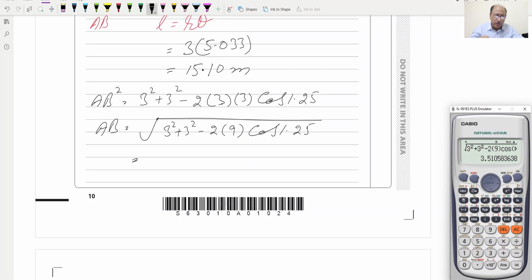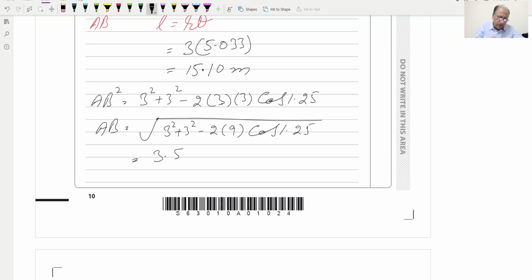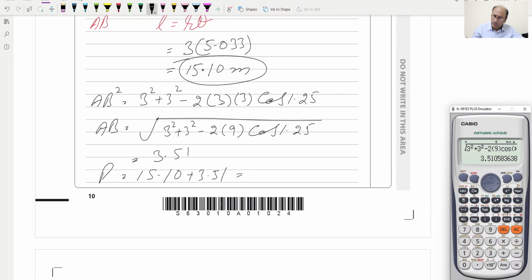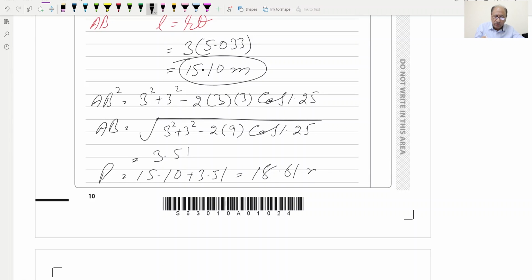This will be 3.51, and for the perimeter we will add 15.10. So perimeter will be equal to 15.10 plus 3.51, and this will be plus 3.51 is equal to 7 point, no, we have made a mistake. Basically 15.10 plus 3.51 will be adding up to 18.61. So 18.61 meters. This will be our answer for this part.